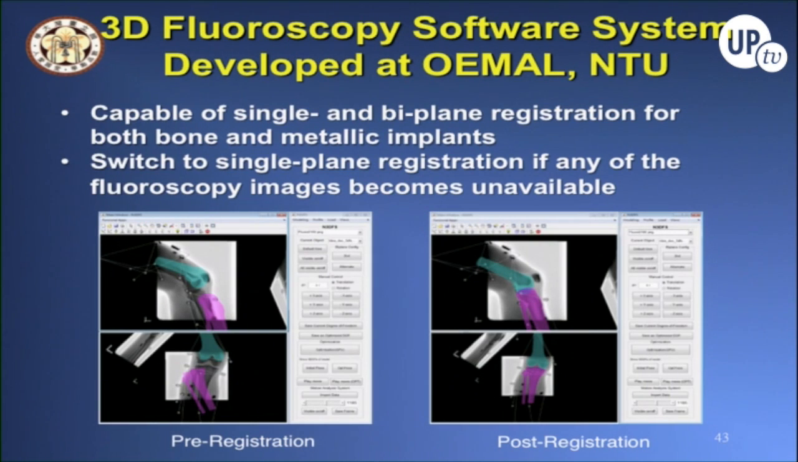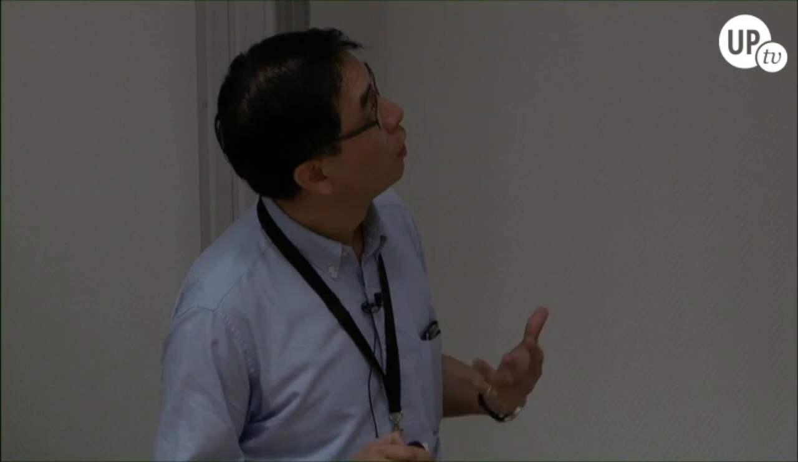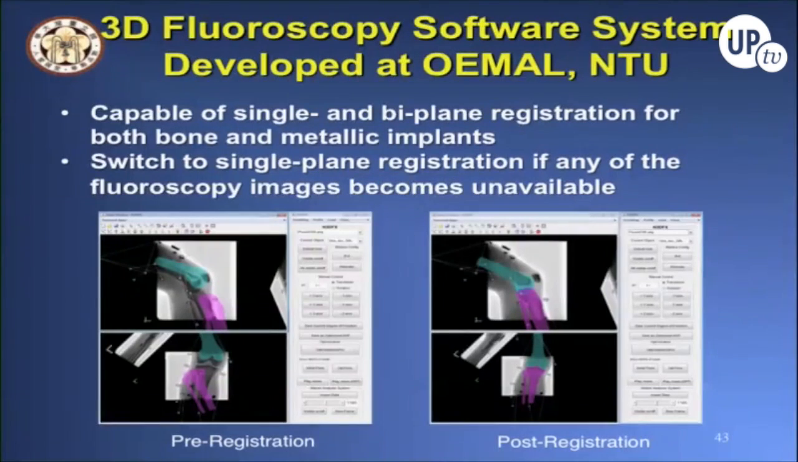So all these methods developed over the years at my lab in National Taiwan University have been integrated and implemented into a software package like this. The software package is capable of single and biplane registration for both bone and metallic implants. And once any of the fluoroscopy images from biplane fluoroscopy becomes unavailable, the software system switches to single plane registration. So in other words, we won't miss any of the data, even if sometimes the joint moves out of the field of view of one of the fluoroscopy sources.